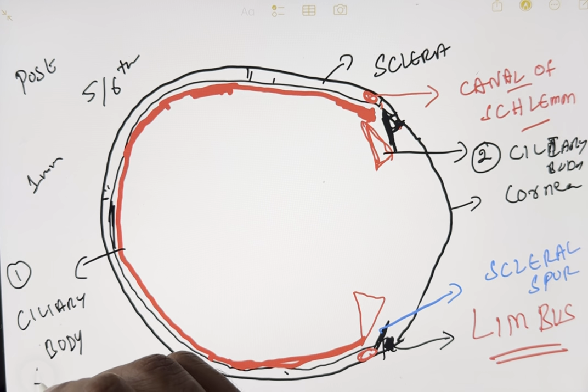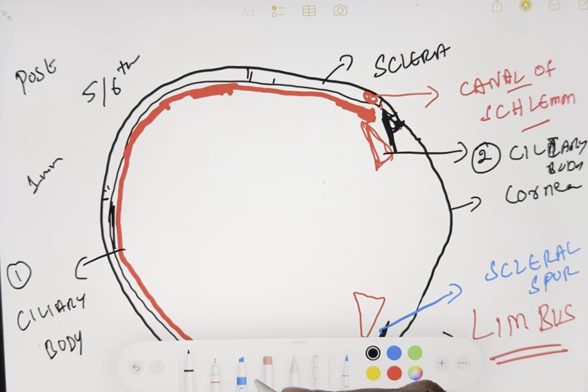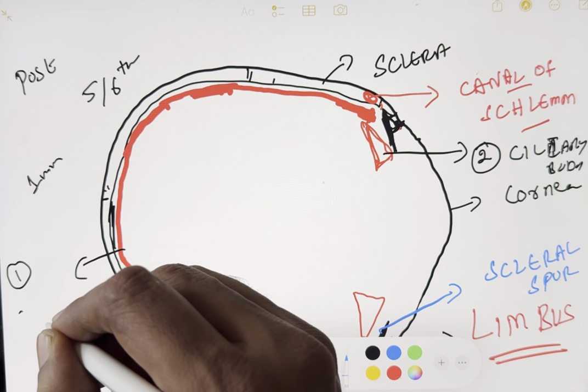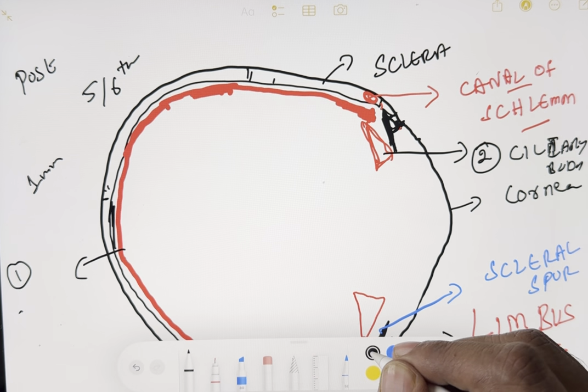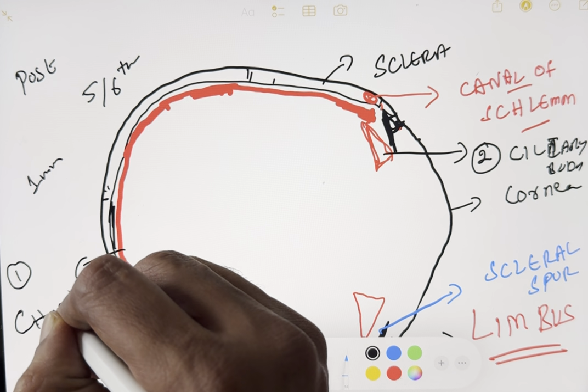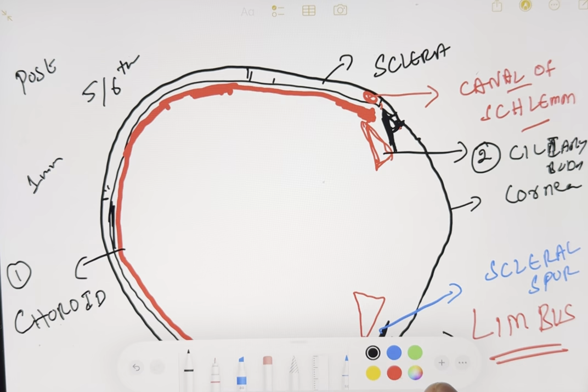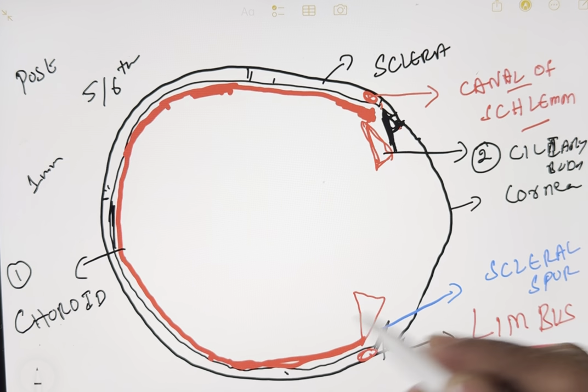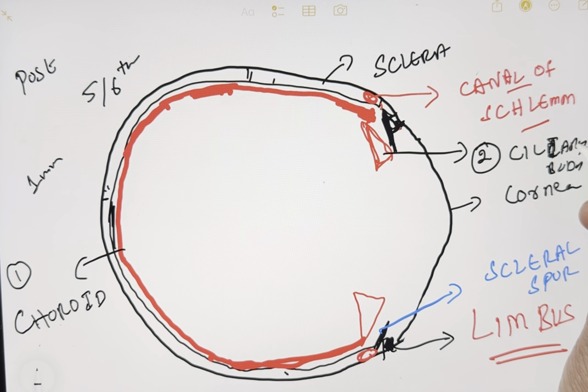What I said earlier, this is choroid. Extremely sorry, let me correct myself. So this is the choroid. This outer bar is called the choroid, and this one is the ciliary body, the second one.